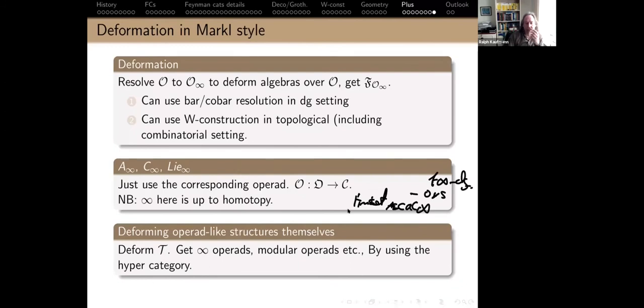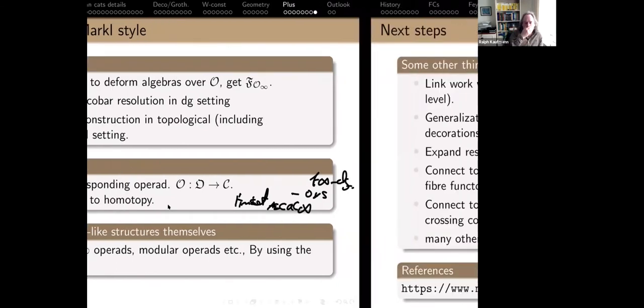And so you get operad-like structures themselves. So you can do this at the next level up. You get hyper-operads and stuff like that, so you can resolve the hyper-operads. And I think I had an NB somewhere here. Yeah. So the disclaimer is I'm not talking about anything minimal at the moment. I'm just using actually something maximal, a cofibrant replacement.